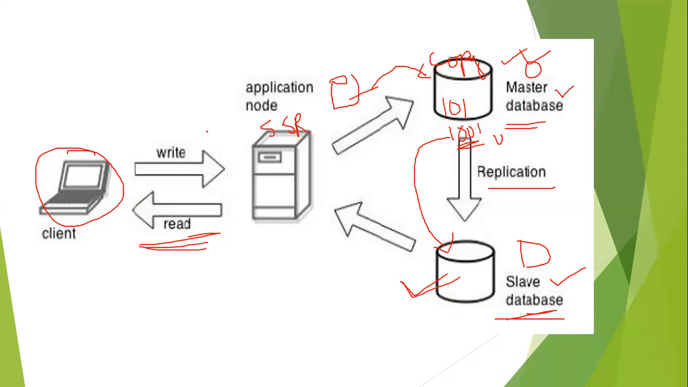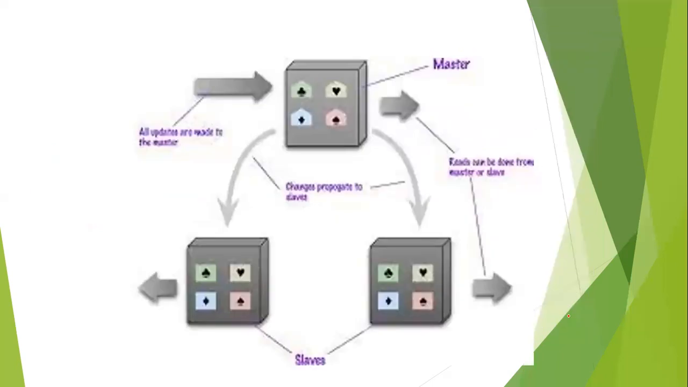In this, two operations, write and read operations, are there. If you want to perform a write operation, it is better to go with the master database. If you want to perform a read operation, it is better to go with the slave database. Clear? So this we call master slave replication.